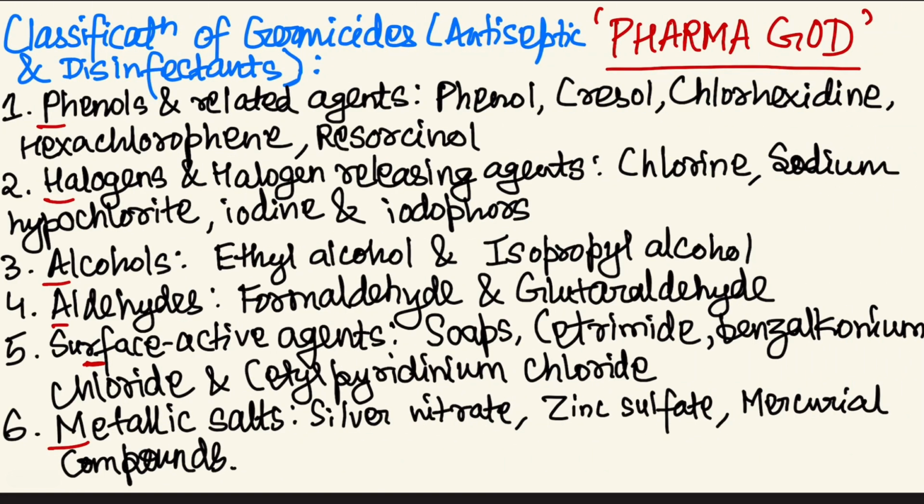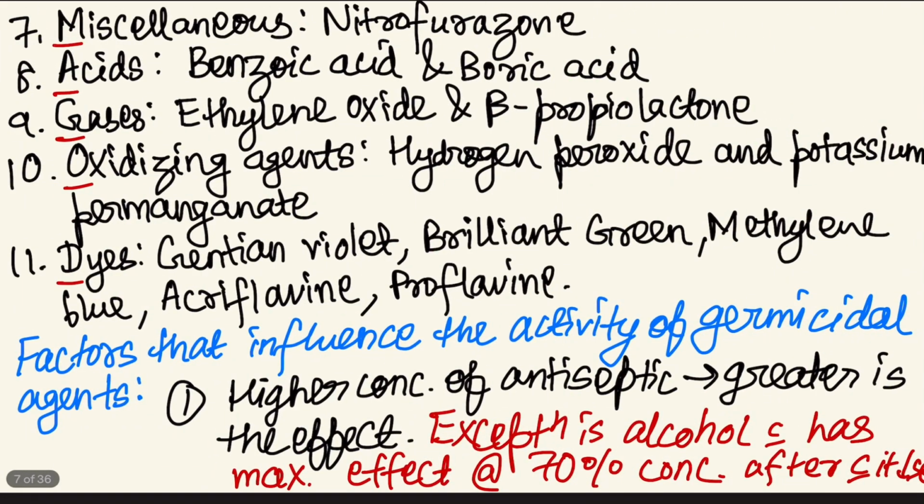Coming to the classification of germicides. The classification of germicides is easily remembered by a mnemonic called PharmaGod. P stands for phenols and related agents, then H stands for halogens and halogen releasing agents, then A stands for alcohols, A stands for aldehydes, R is the surface active agents, that is the surfactants, then M stands for metallic salts, and we also have the miscellaneous. Then A stands for acids, G stands for gases, O stands for oxidizing agents, and D stands for dyes.